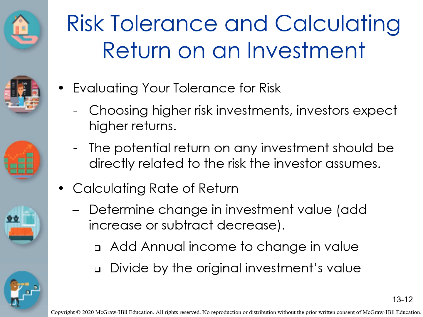And the riskier an investment is, the higher the rate of return that you would be expecting. So calculating that rate of return, you determine the change in investment value, just by adding or subtracting, the decrease, if you will. Add annual income to the change in value, divide by the original investment's value. You're coming up with whatever that rate of interest is, and the objective, of course, is that this is, again, I'll use this as a rule of thumb.